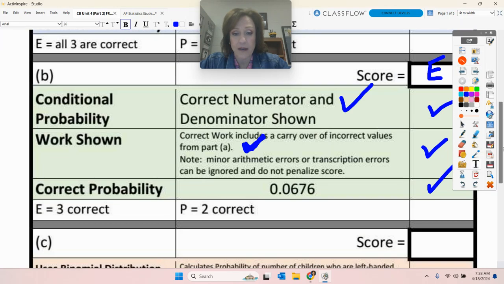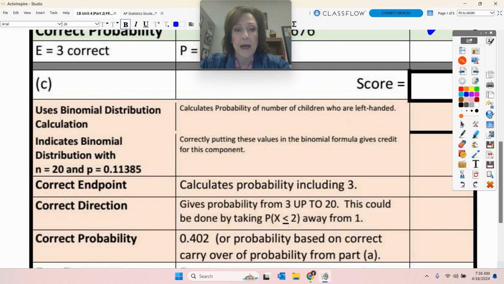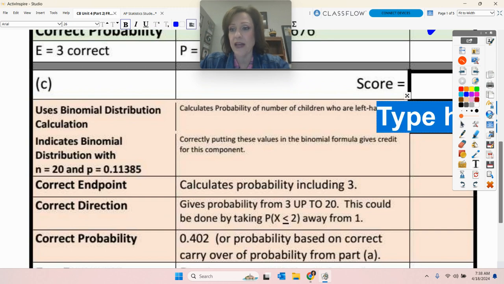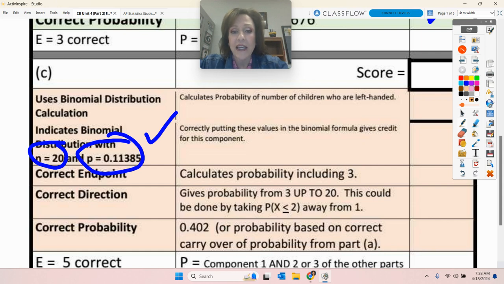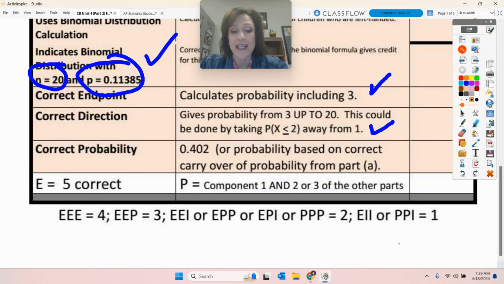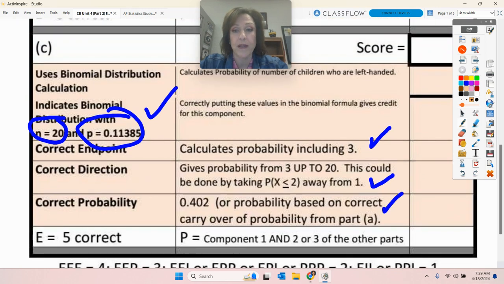So let's take a look at your credit for that. So you indicated binomial CDF, because let's take a look at that calculator speak. If you had written it the way that I did, I indicated binomial, and I indicated this, and I indicated that. I included by doing 1 minus, I included the correct direction with the endpoint as being 2 and below. So what I wanted was 3 and above. So that one calculator speak covered all those 5 parts. And so you can get a full, and then of course that correct probability, 0.4020. So you had to get all 5 of these correct to get an E.